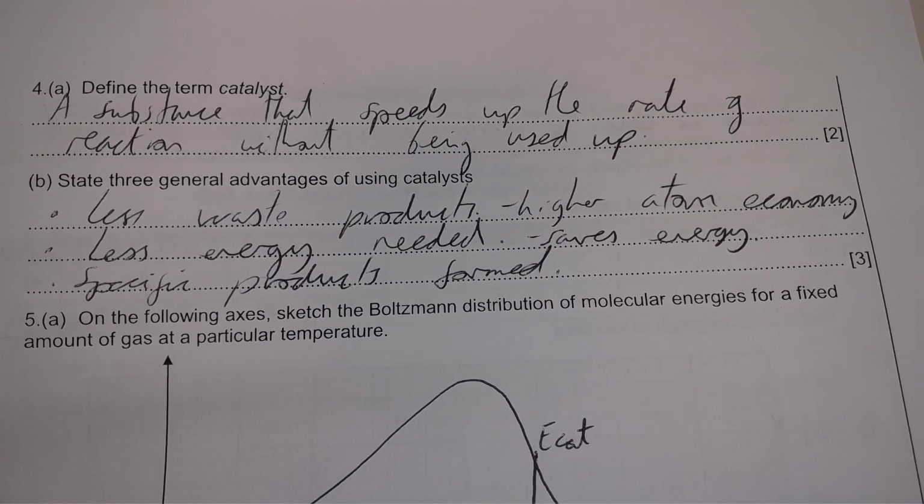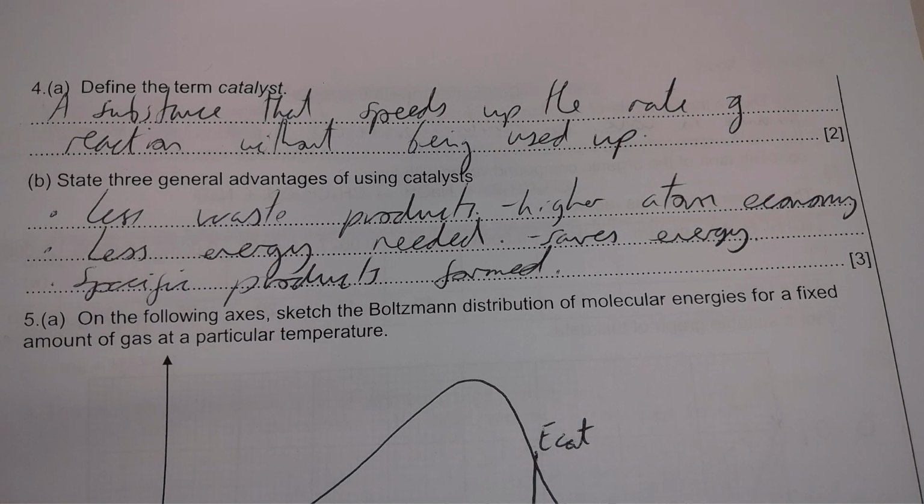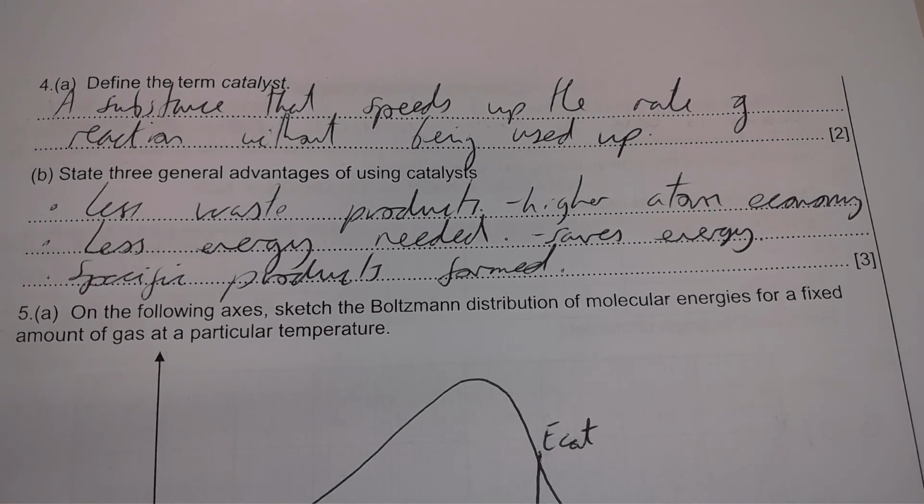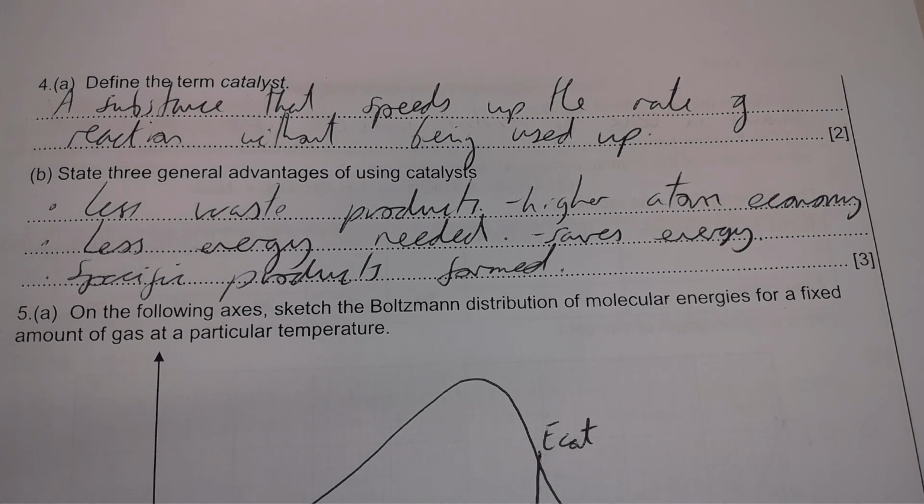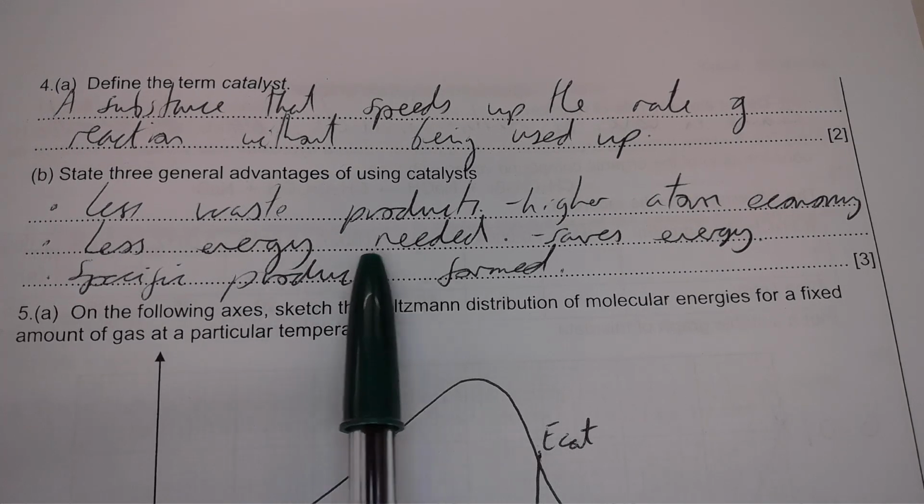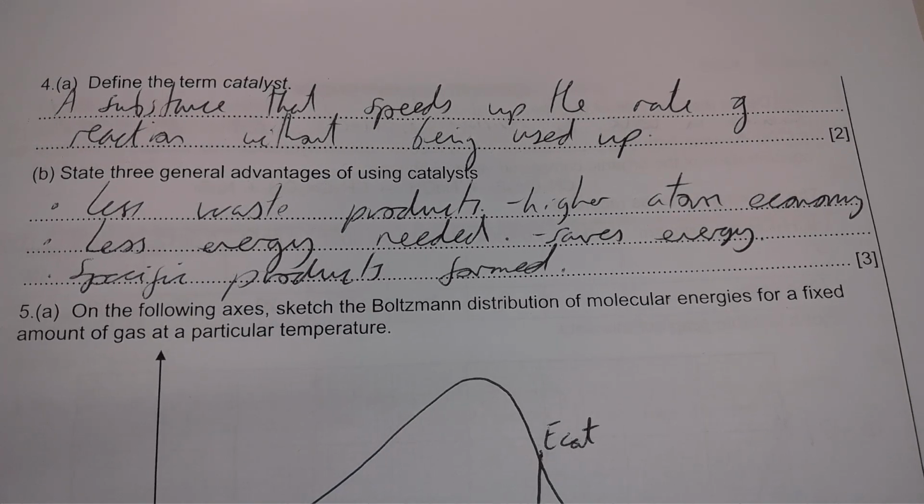Define the term catalyst: a substance that speeds up the rate of reaction without being used up. Three advantages: there are less waste products. Catalysts actually mean you get a better atom economy. You make more specific products. A more obvious one, less energy is needed, so it saves energy, which could reduce cost.